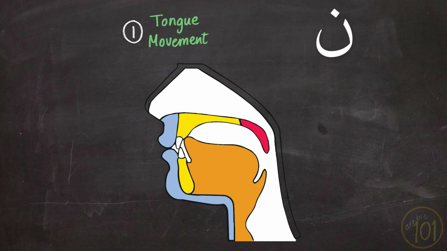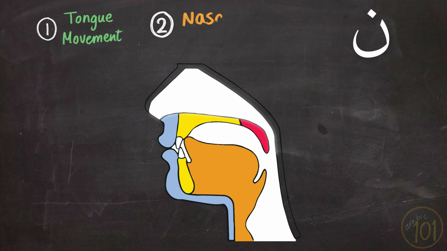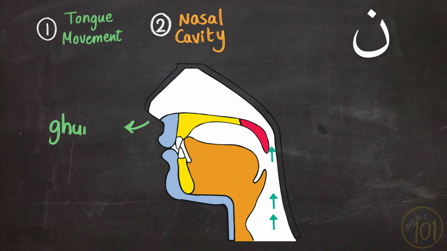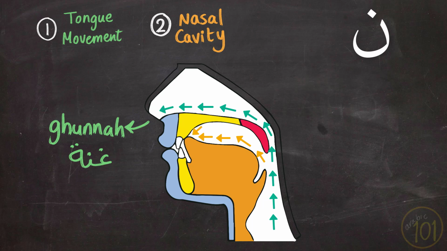The other half is performed through the second action, which is the nasal cavity. All what you have to do is letting air out through your nasal cavity. And this sound coming from the nasal cavity is then called غنة, which then represents the second half of the sound of Noon.